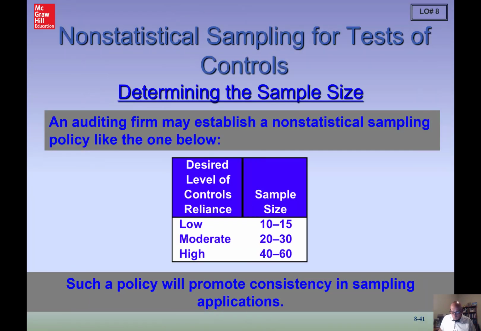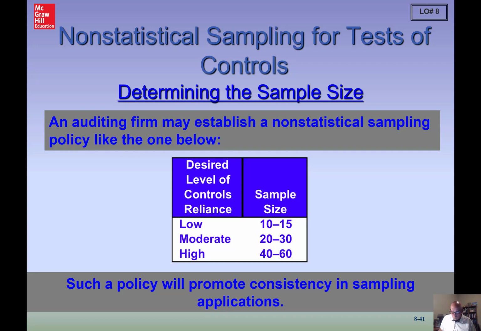Okay, good. Now you come over and they remind us that we could use non-statistical sampling. You can see that they give us some sample sizes. Again, the desired level of control reliance, and they're saying low. And they show, yes, smaller sample sizes. If we're going to rely on the control more, larger sample sizes.